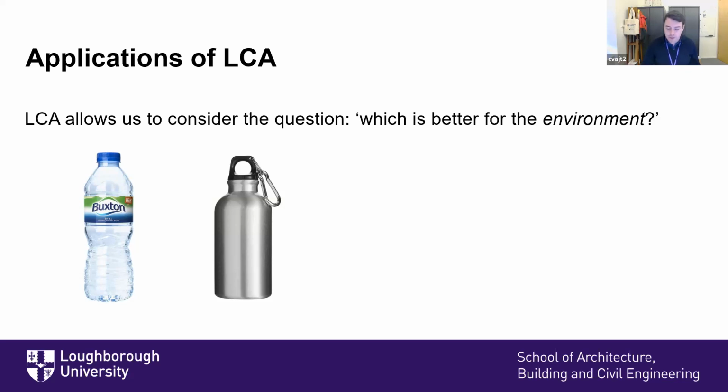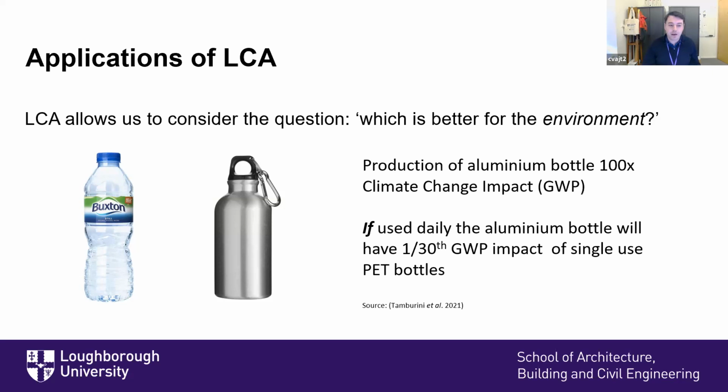So hopefully it's a product that we're all familiar with: a 500 milliliter PET plastic water bottle, and then a reusable aluminium bottle. So if we think about which is better for the environment, if we take each of those two products and undertake the life cycle assessment to try and quantify the environmental impact that could occur through its production, the aluminium water bottle is going to produce 100 times the climate change impact of a plastic bottle.